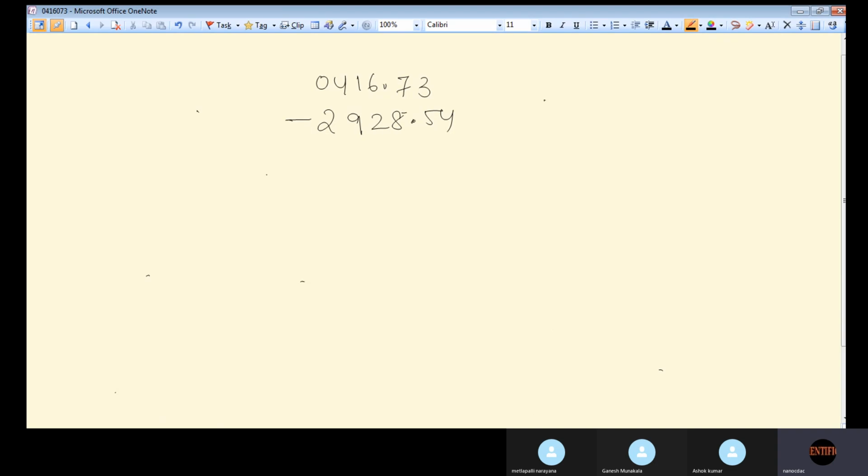Your answer should be negative. That means you should not get any carry here. So the tens complement of minus 928.54 is 7488.18. Is it positive or negative?